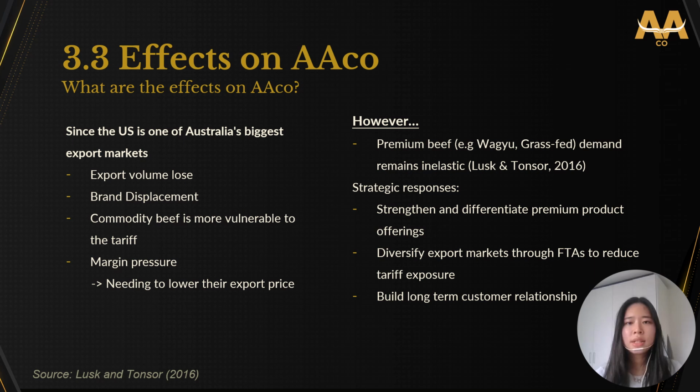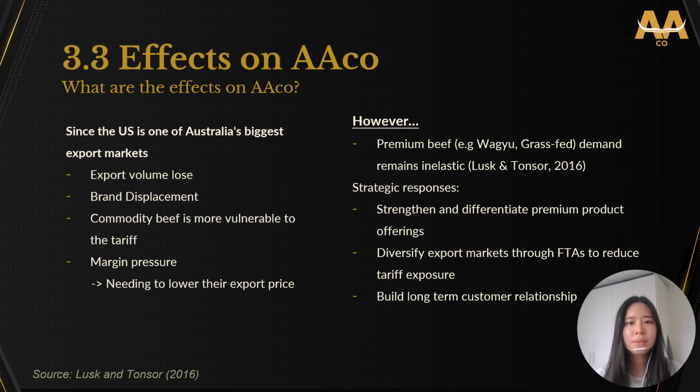The immediate risk includes export volume loss as our beef becomes more expensive for US buyers. Commodity-grade beef is particularly vulnerable. This creates margin pressure, potentially forcing us to lower export prices to remain competitive. There's also a risk of brand displacement if US buyers switch to domestic alternatives during the tariff period. Rebuilding those relationships will take time.